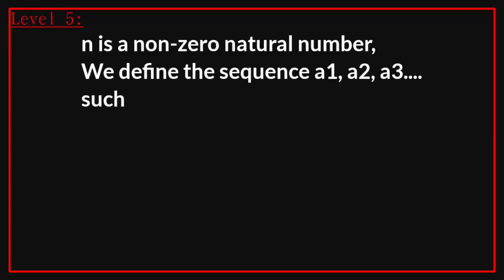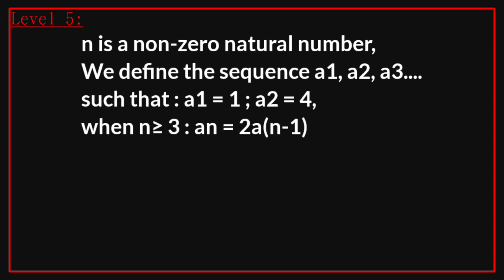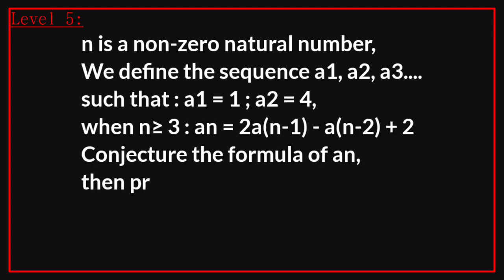Level 5. N is a non-zero natural number. We define the sequence a1, a2, a3 recursively where a1 equals 1, a2 equals 4, and when n is greater than or equal to 3, an equals 2 an minus 1 minus an minus 2 plus 2. Through scratch work, conjecture a formula for an. Then prove whether that formula is wrong or right.